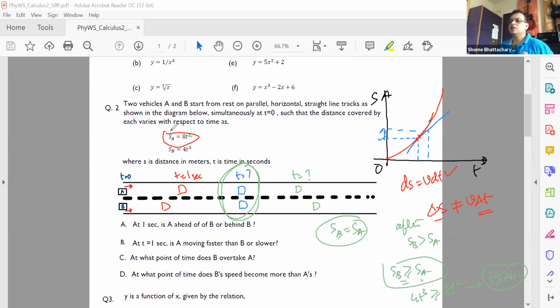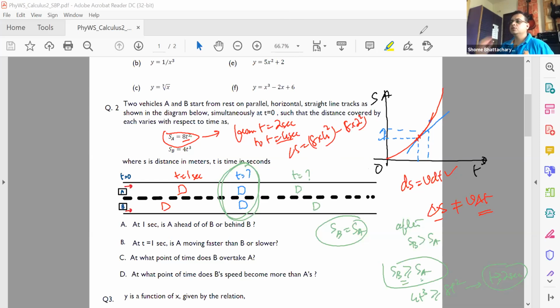So for example, if I ask you what is the distance traveled by A from t equal to, let's say, 2 seconds to t equal to, let's say, 4 seconds. All you have to do is calculate the total distance at 2 seconds, total distance at 4 seconds, and subtract the two. So that distance traveled will be equal to 8 into 4 square minus 8 into 2 square. That's it. That will become your answer. You don't need to do any integration or anything, right?